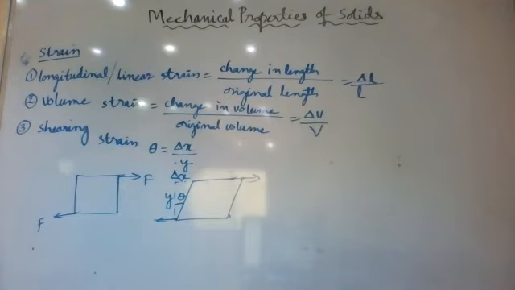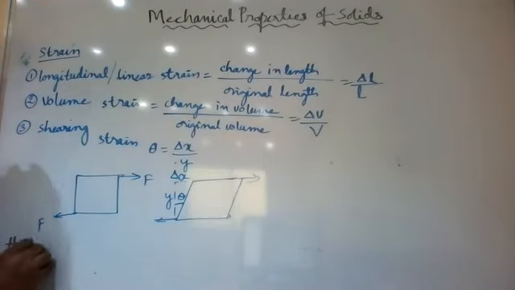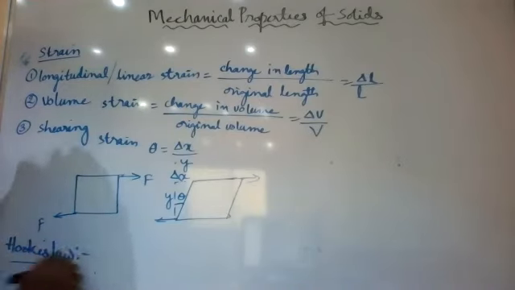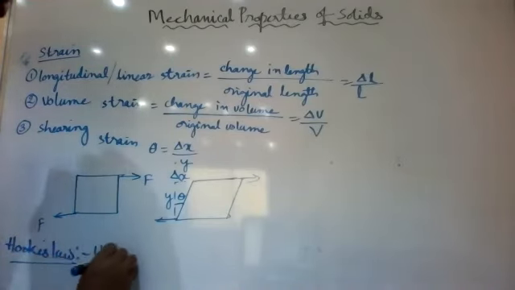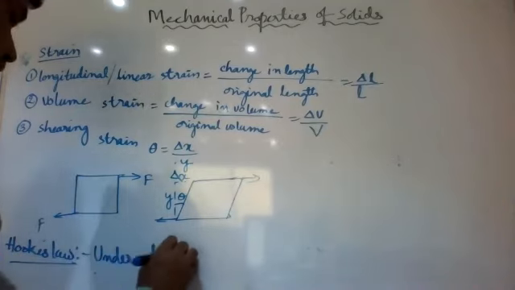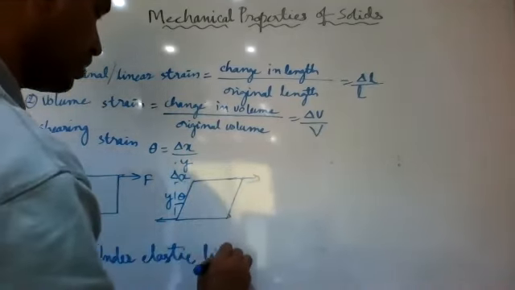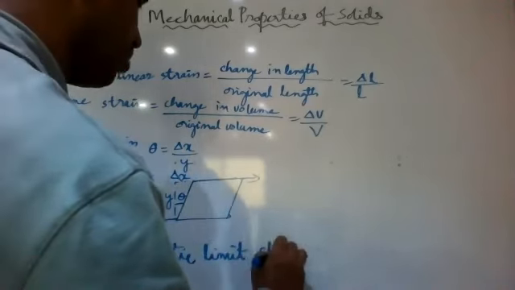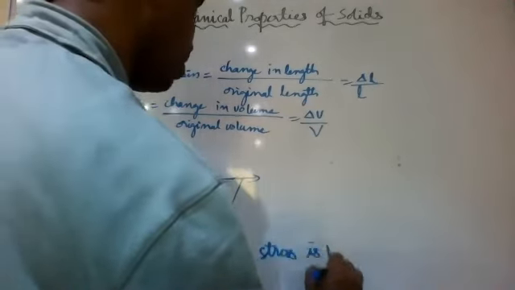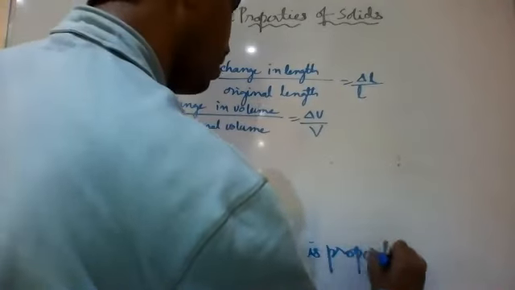Now, we'll quickly move to the next concept. So we have three types of stress and three types of strain. Now after that we have Hooke's law. Robert Hooke gave his statement. Hooke's law says that under elastic limit, stress is directly proportional to strain.